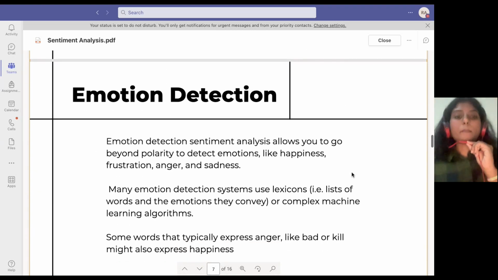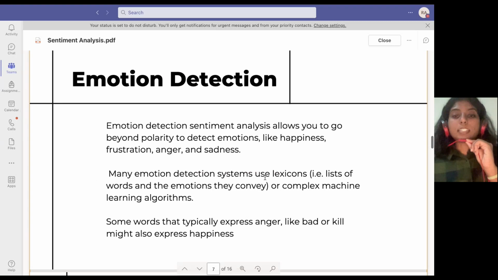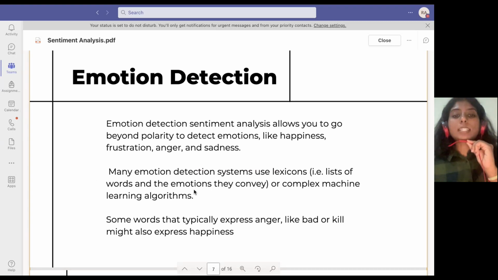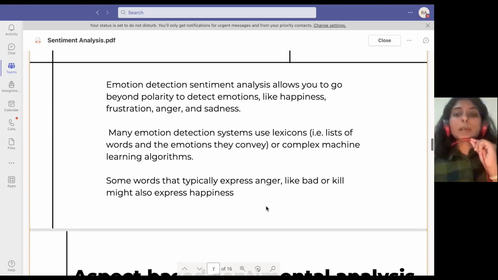First is emotion detection. By the name of emotion detection itself, you can tell it's detecting a person's emotion and giving its outcome. Emotion detection sentiment analysis allows you to go beyond polarity to detect emotions like happiness, frustration, anger, and sadness. Many emotion detection systems use lexicons, that is, lists of words and the emotion they convey, or complex machine learning algorithms. Not only positive and negative, there are lots more emotions that can also be brought into this. Some words that typically express anger, like bad or kill, might also express happiness.